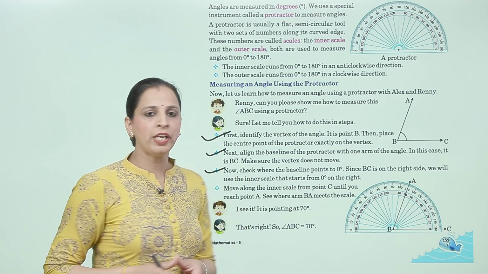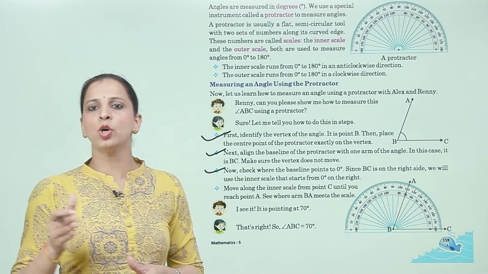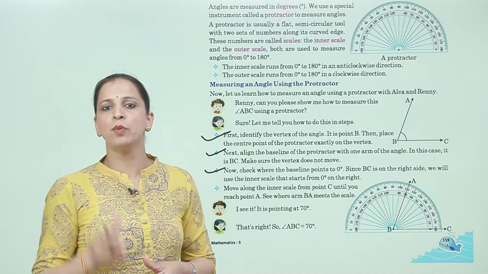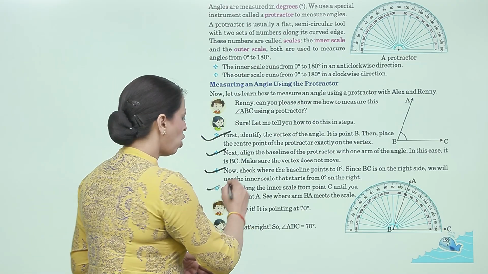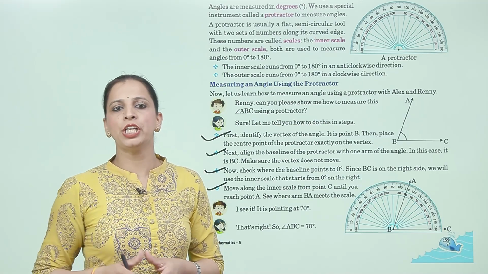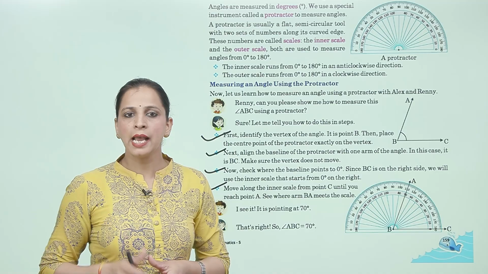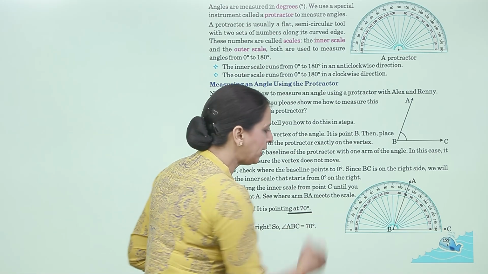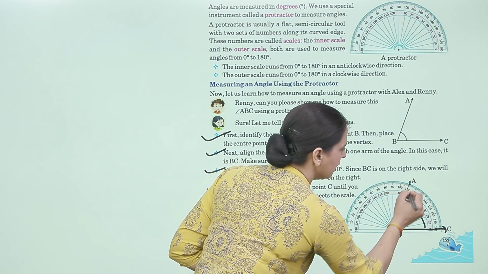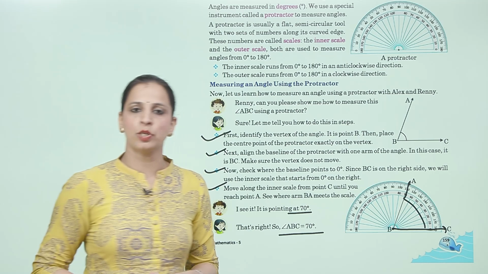Now, check where the baseline points to 0 degrees. Since BC is on the right side, we will use the inner scale that starts from 0 degrees on the right. Now, move along the inner scale from point C until you reach point A. See where arm BA meets the scale. I see it is pointing at 70 degrees. Here is 0 degrees on the inner scale, and here is 70 degrees. That's right. So, angle ABC is equal to 70 degrees.